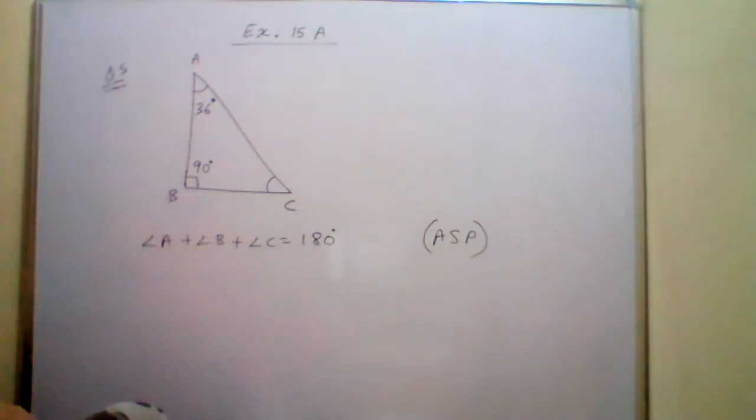What is the value of angle C, all of you? Sir, angle C is 54 degrees. Correct. So my answer of angle C is correct. Very good. Angle C equals 54. Correct.